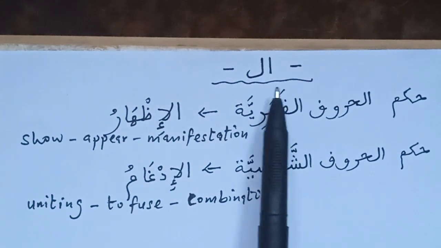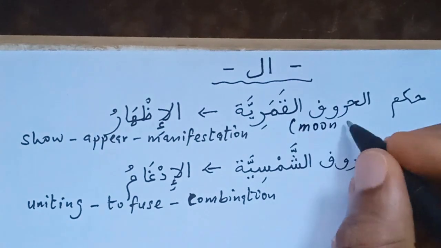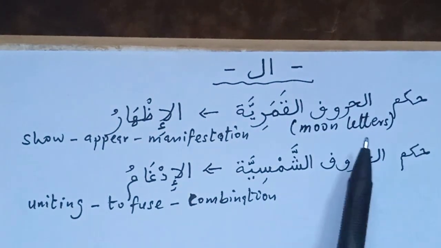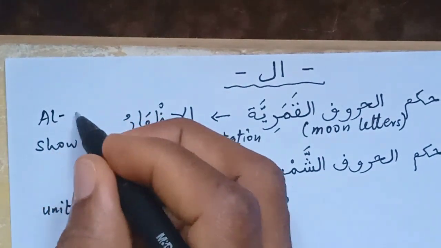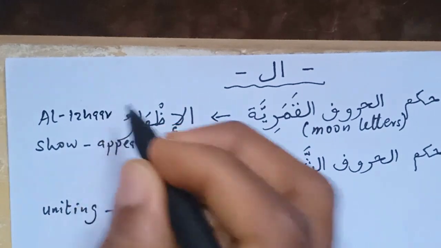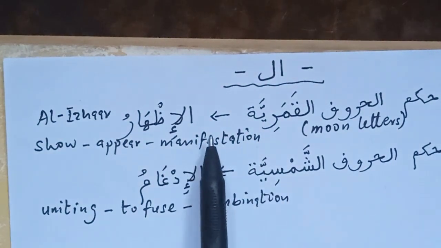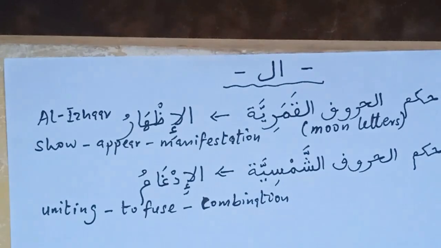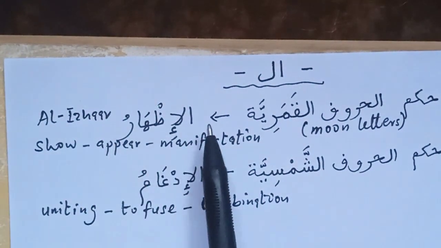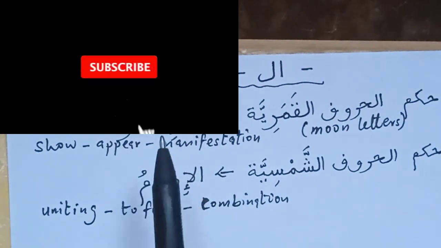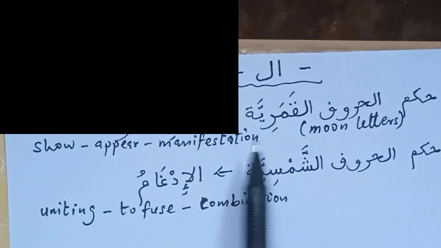So the ruling for Alif and Lam with the moon letters is referred to as al-izhar. So al-izhar is the ruling for applying or combining Alif and Lam with moon letters. When the lam is being manifested, that is why it is called al-izhar. That is to show or make the lam appear with the sukun, or make it manifest in this case.